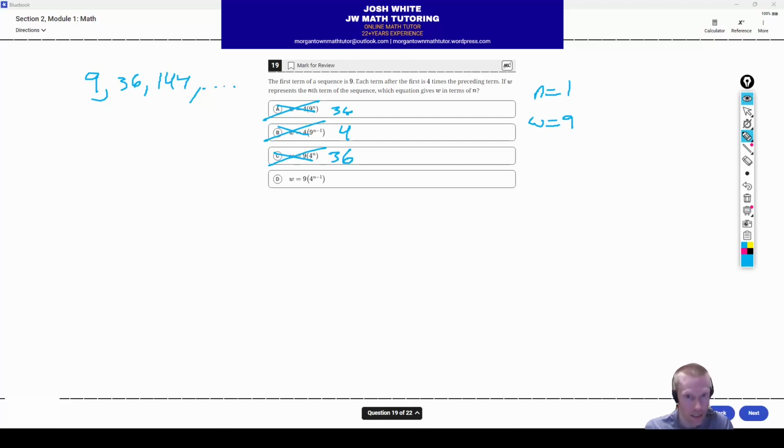4 to the n minus 1, with n equal to 1: 1 minus 1 is 0, and 4 to the 0 is 1. 1 times 9 is 9. So this is the correct answer.